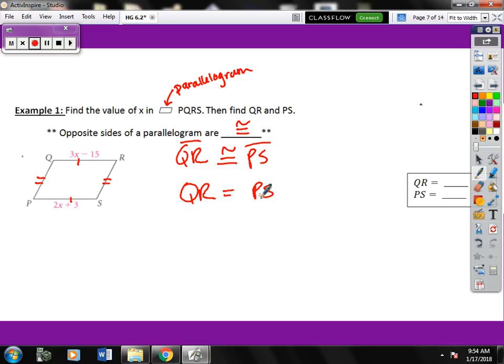You don't have to show all this work, but this is what we would normally put in a proof. Then you can use substitution to sub in the values that we have for our algebraic expressions. And then just solve for x.